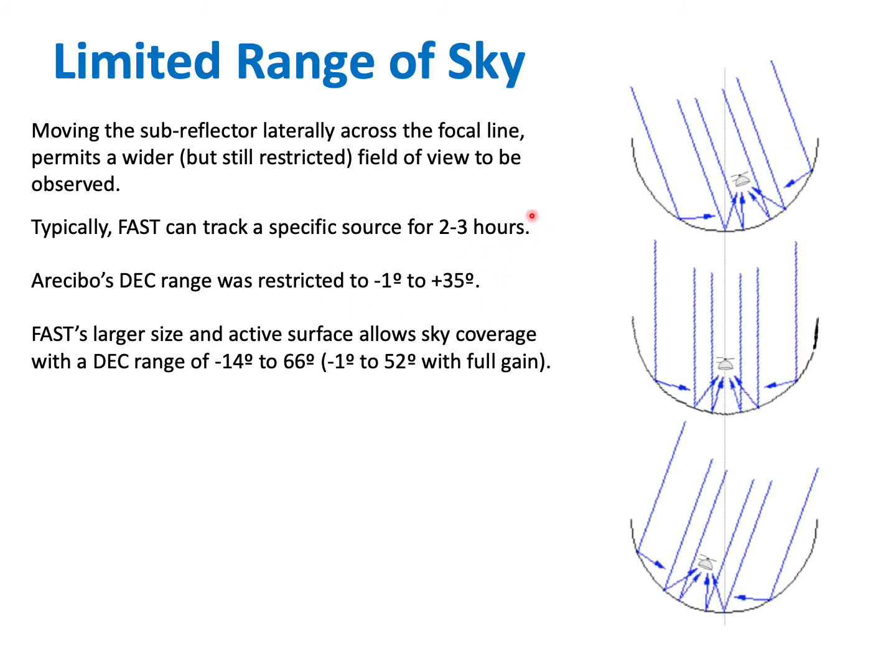So FAST can track a source for about 2 to 3 hours. I mean, compared to a polar mount telescope, which can track a source for 12 hours, or compared to an Altaz telescope, which can track a source for as long as the source is in the sky, that's a lot lower, but you can't have a 500 meter aperture that's fully steerable.